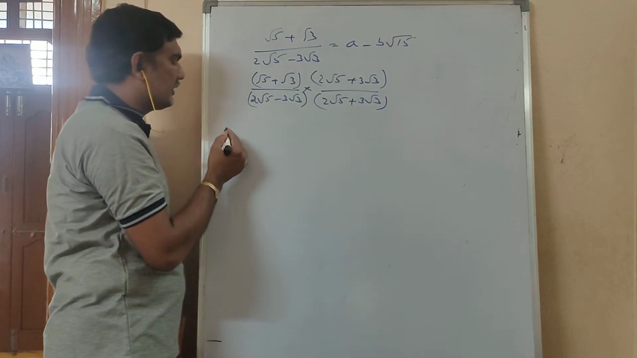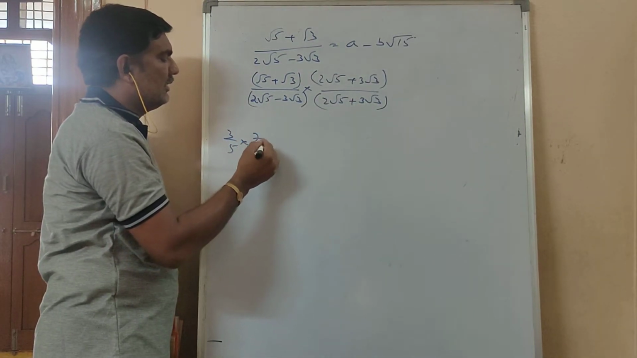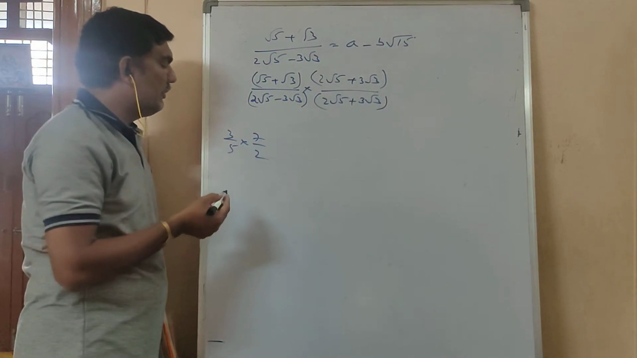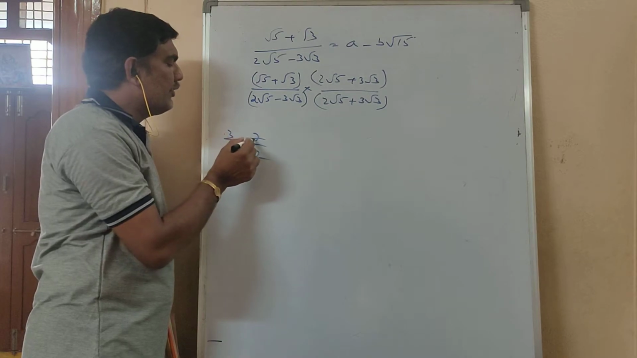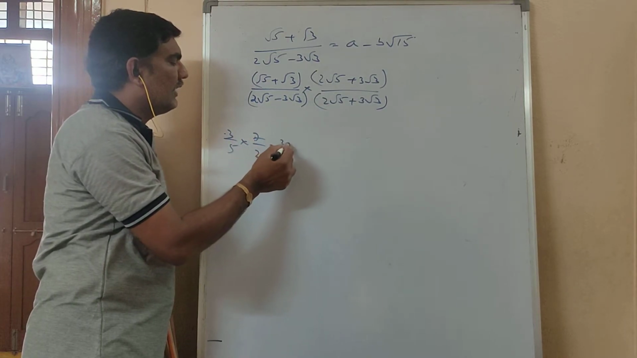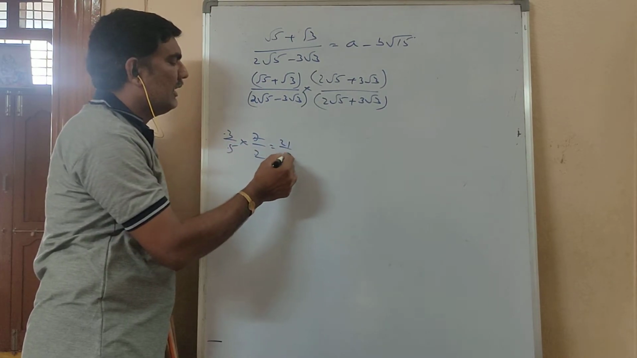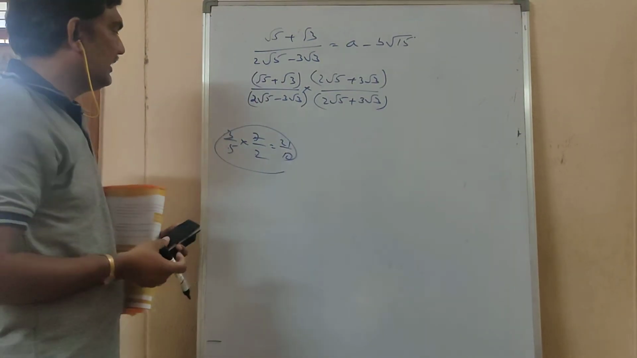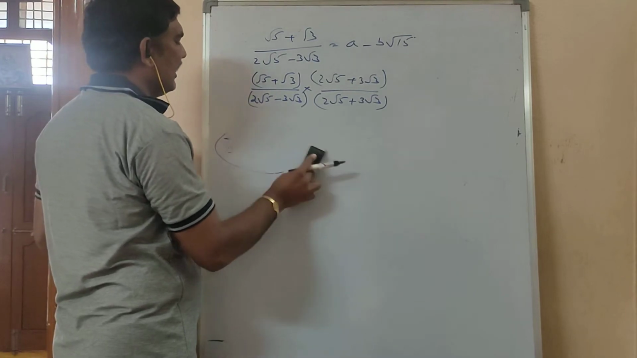You have to do multiplication. See, like this problem is there. How do you do simplification? Numerator into numerator: 3 sevens are 21, 5 twos are 10. Same way you will do it here also as it is, but as surds are there.